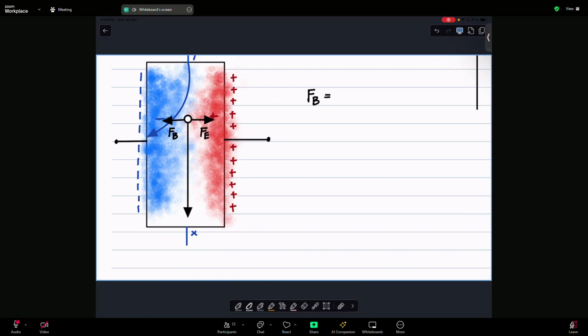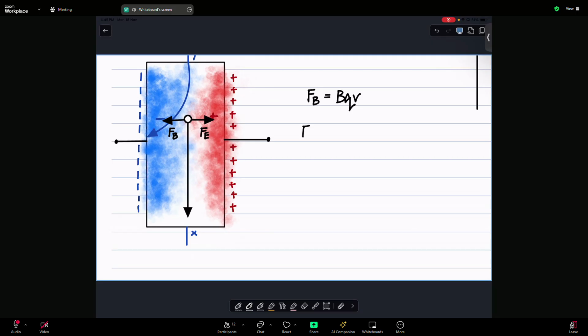What is the formula for the force exerted by a charged particle in a magnetic field? It's not been 10 minutes. Yeah, BQV sin theta. What, F equals BIL? I'm a charge, not a wire or conductor, right? So you have BQV sin theta. Sin theta we don't write because it's 90, it's perpendicular.